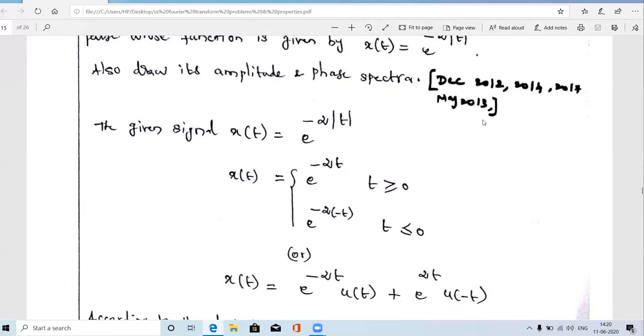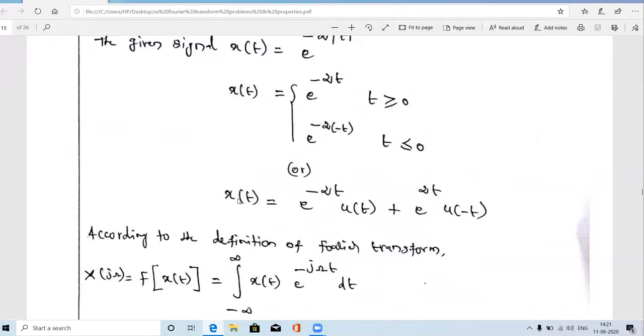It can be expanded as x of t equal to e power minus 2t, that is an exponentially decaying signal for the time t greater than or equal to 0, and an exponentially rising signal, that is minus of minus plus here, so e power 2t when the time is less than or equal to 0, that is from minus infinity to infinity. Otherwise, this representation may also be written like this.